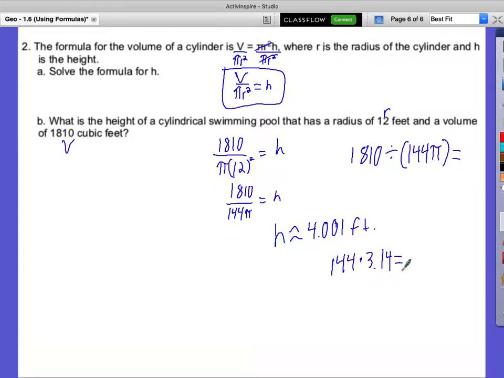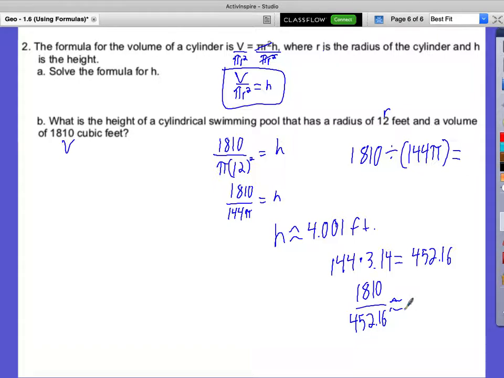Oh, sorry. Go ahead, Grady. Say it again. 452.16, no third decimal. Okay, cool. That makes sense. So now we take 1810 divided by this, because we're saying this 144 times 3.14 replaces this in the fraction. So your next thing is you would take 1810 divided by 452.16 and type that in your calculator, and you should end up getting the same number.